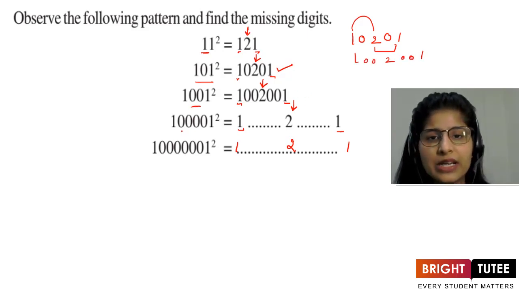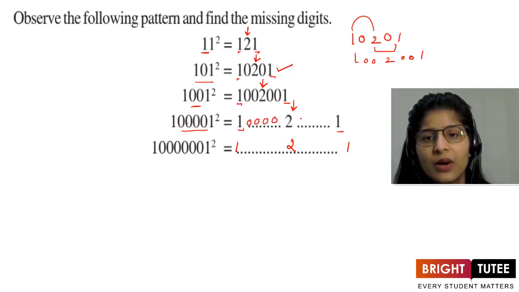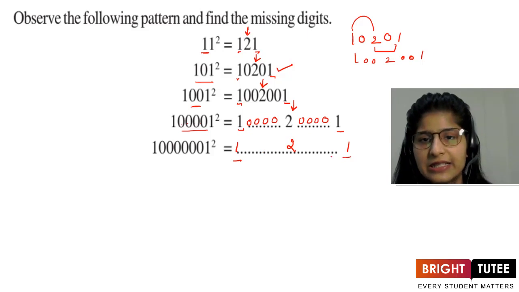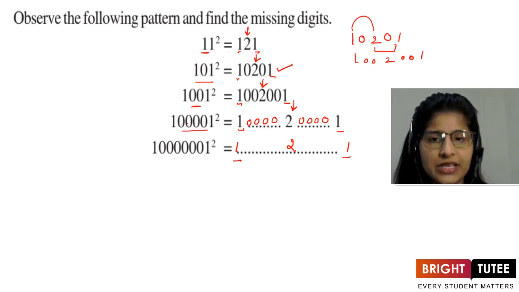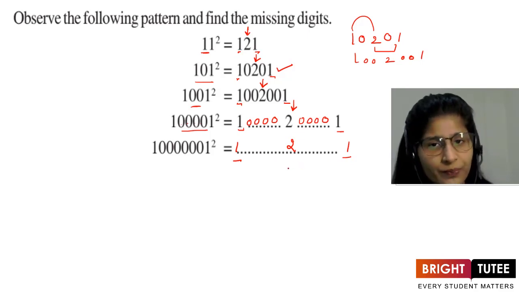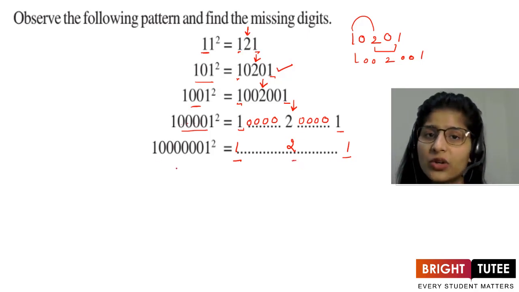Now here how many zeros do we have? 1, 2, 3, 4. Like this we insert the zeros. Now we have written the first digit and last digit because here nothing is given. So first digit is written, last is written. We know that the middle term will always be 2. That is also written. How many zeros do we have?